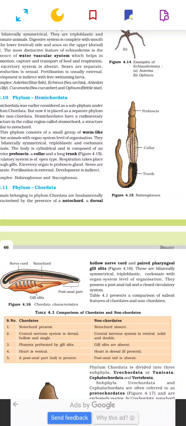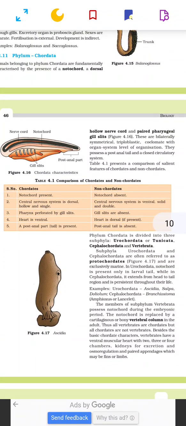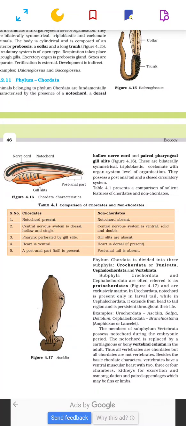There is a dorsally present nerve cord, and below the nerve cord there is a notochord, and below the notochord there is the presence of pharyngeal gill slits. In the posterior region there is the presence of a post-anal tail, which can be seen in the embryonic stage. Phylum Chordata is divided into three subphyla: Urochordata or Tunicata, Cephalochordata and Vertebrata.